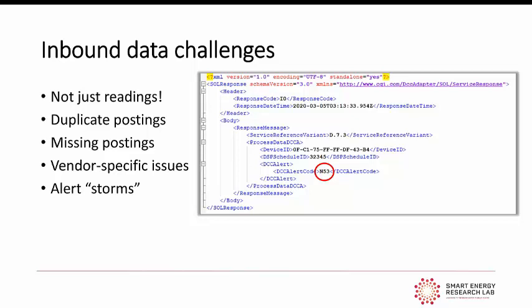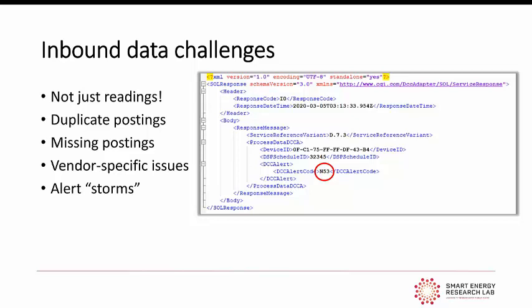So there have been a number of challenges: duplicate postings that come back from smart meters, often there are missing postings. I don't want to name names on a public webinar, but there are certain smart meter manufacturers who've been more problematic than others. We have something called alert storms, where we can literally have tens of thousands of alerts coming back for the smart meter. So no data, but it's almost like having to sort the wheat from the chaff.